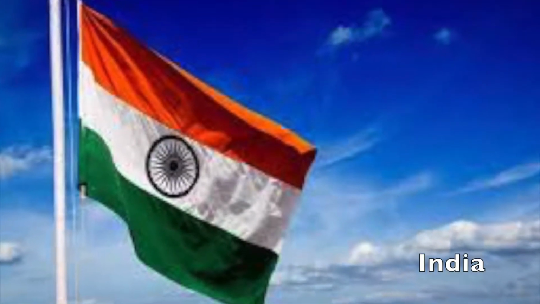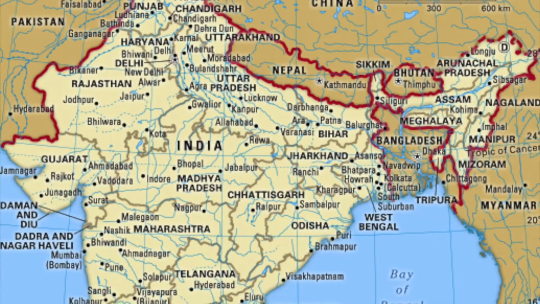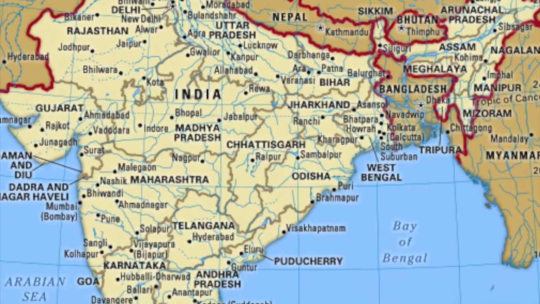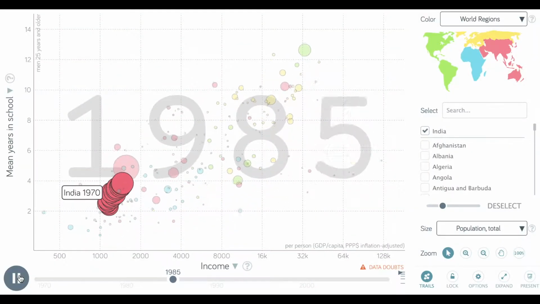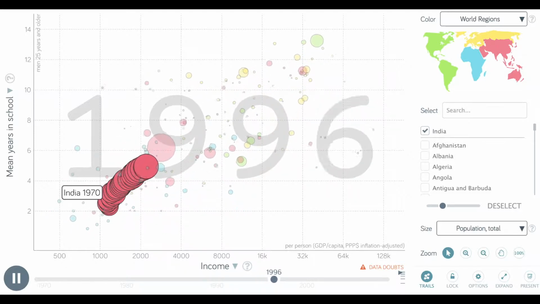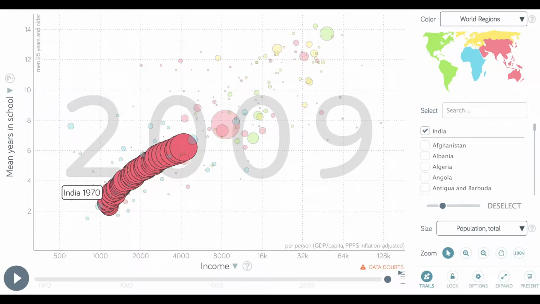In India, primary education begins at age 6 with middle to upper primary school education ending at age 14. Secondary education continues to be free at government schools, and it begins in grade 9 and lasts until grade 12. In 1970, the mean years in school for men 25 years and older was 2.3, and the income was $1,170. In 2009, the mean years was 6.2, and the income increased to $4,180.